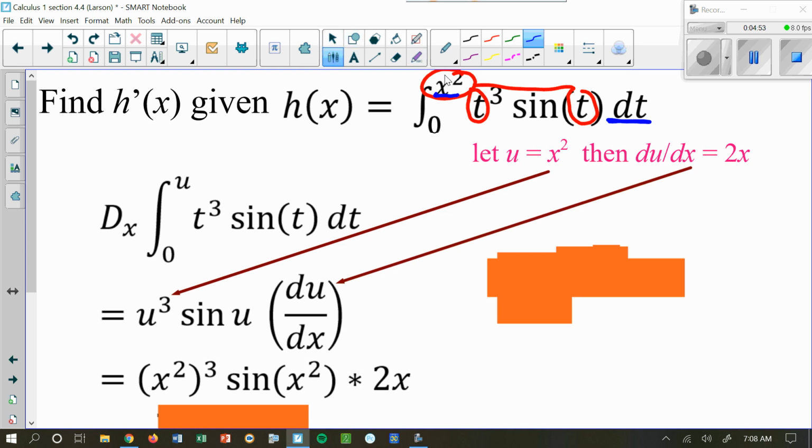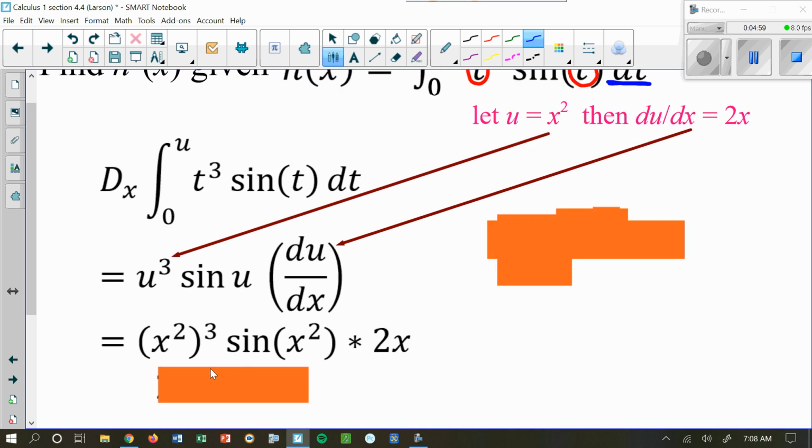So if your upper bound is not just a nice normal x, you plug it in each spot, and then the dt means multiplied by the derivative of that. So in this case, it simplifies down to this. So that's the second part of the fundamental theorem of calculus.